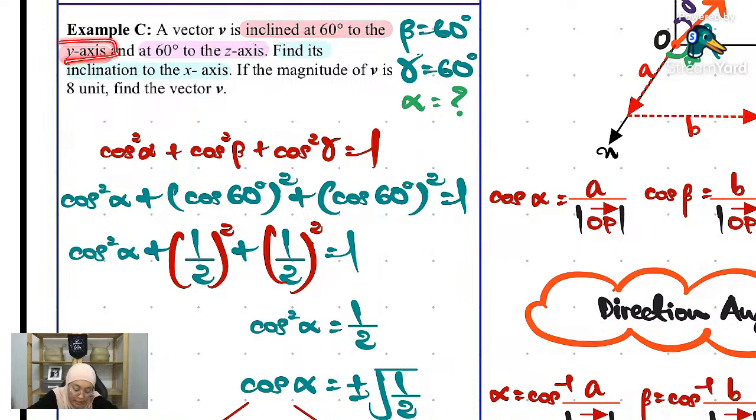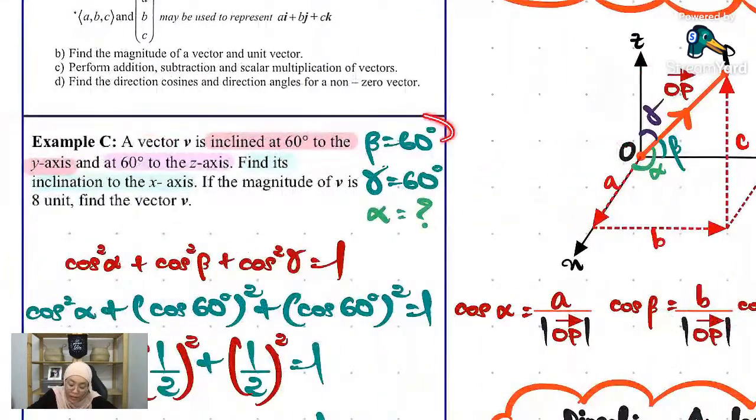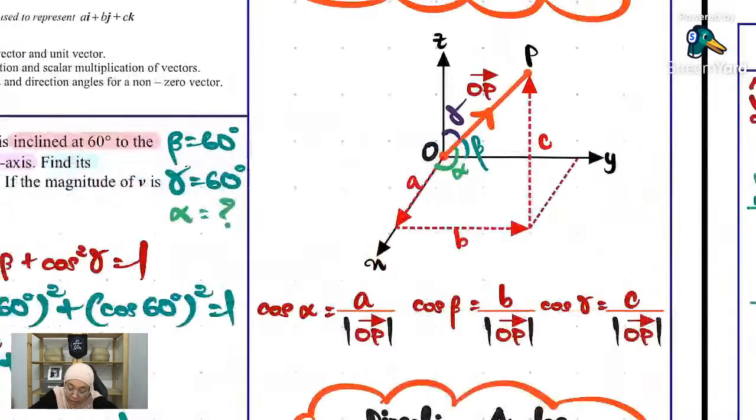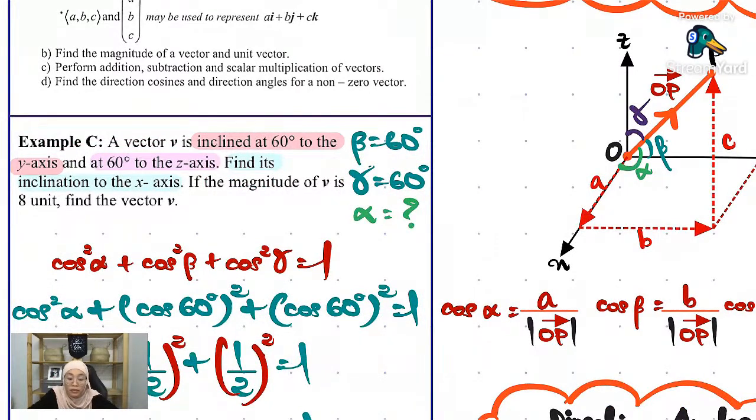So to the y-axis, we actually know some information. This is the first info: inclined at the y-axis. You imagine it inclined at the y-axis. This is the point. We incline at the y-axis, so it should be beta. Y is beta. So beta here I put 60 degrees. And then the next point: at 60 degrees, it is inclined to the z-axis. The z-axis is above here. So our gamma is 60 degrees as well. So I put here 60 degrees.